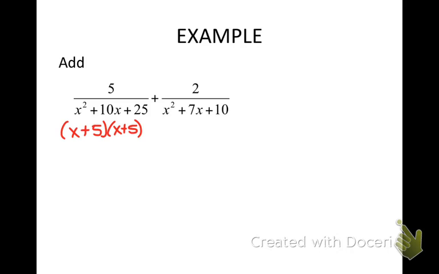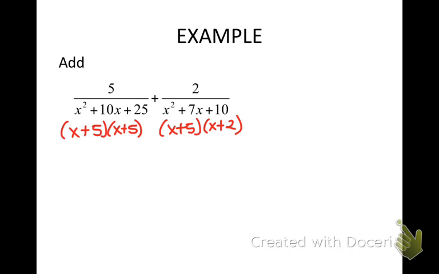What are factors of 10 that get you to 7? 5 and 2. So x plus 5 and x plus 2. All right, so now let's think about what I need in my denominator. Well, this side has 2 x plus 5s. This side only has 1 x plus 5. So that means I'm going to need to add another x plus 5. This side has an x plus 2. This side does not have an x plus 2.